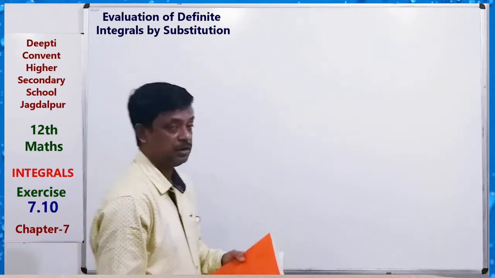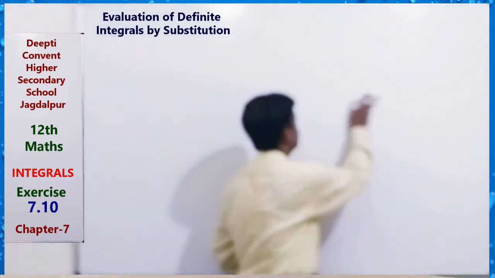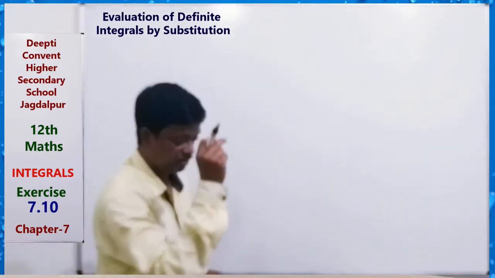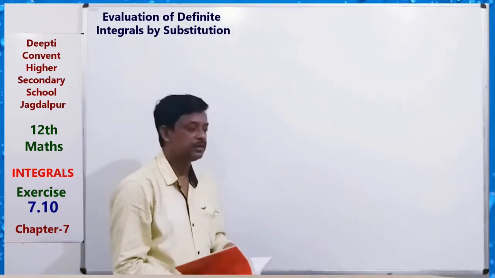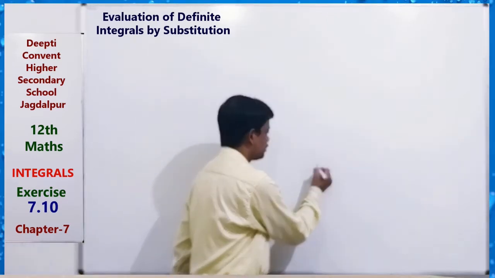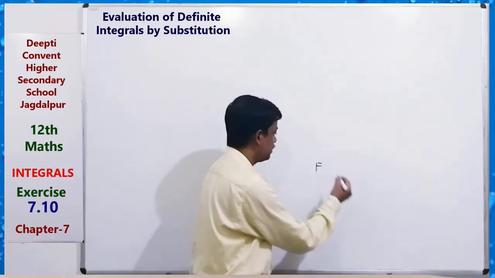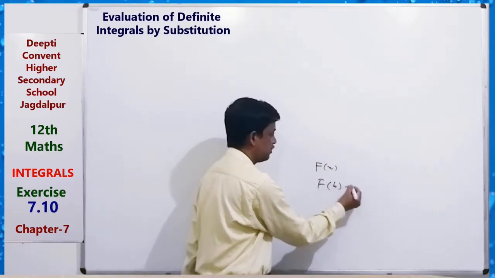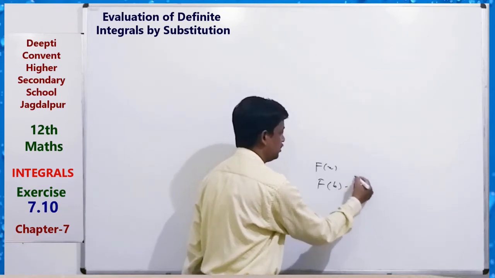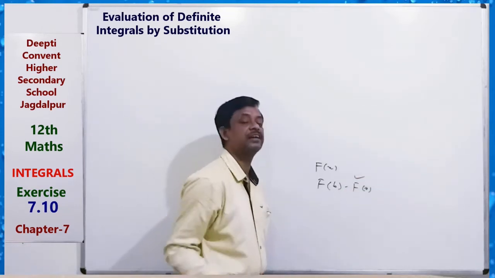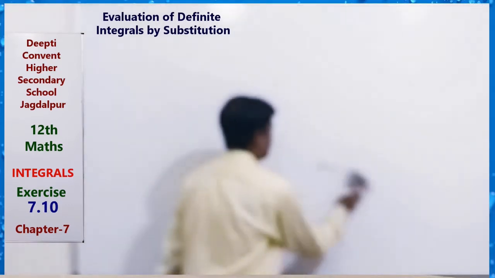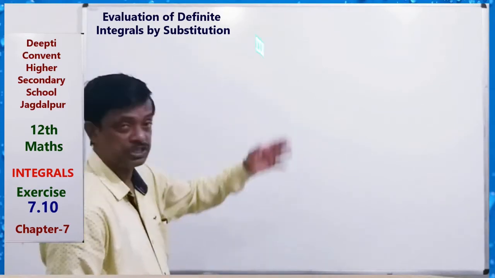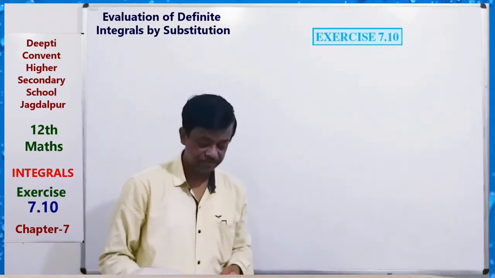In the previous class we already discussed finding definite integral using the second fundamental theorem of integral calculus. That is, first find the indefinite integral F(x), and then put the limits: F(b) minus F(a), upper limit minus lower limit, and we get the value of the definite integral. Now we take questions from exercise 7.10.